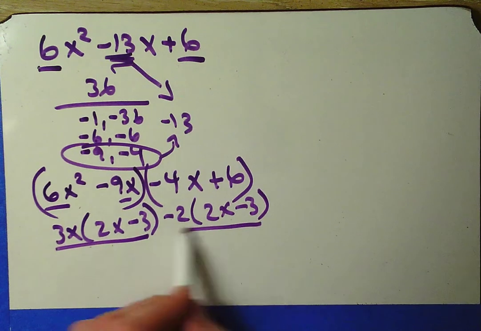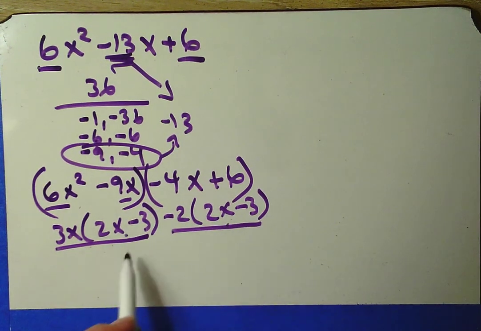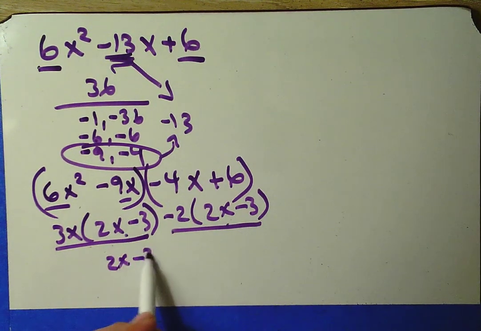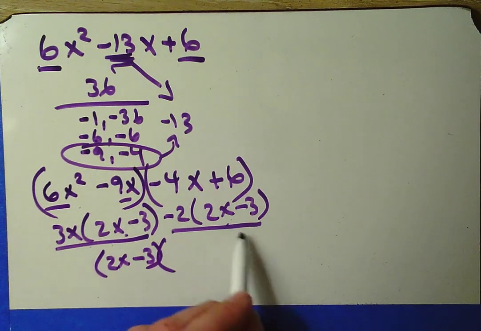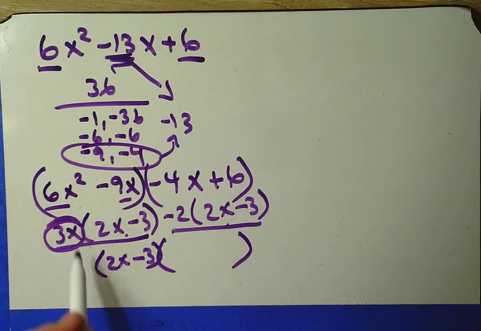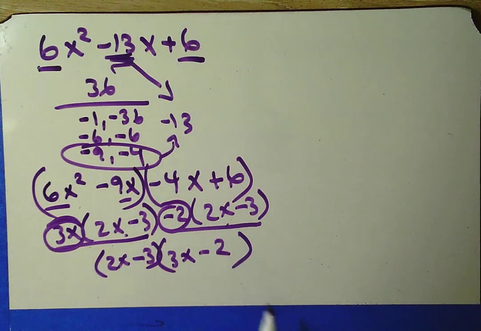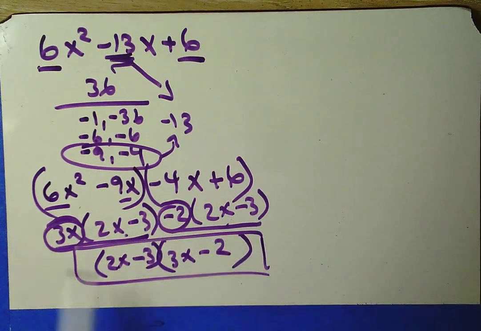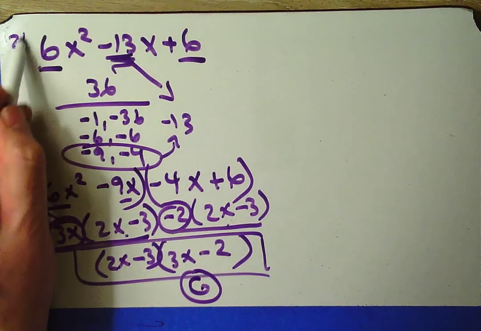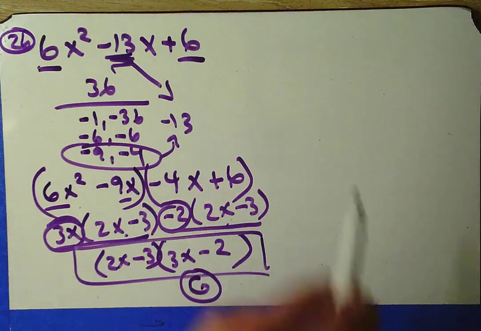I have got two terms here. They both have a 2x minus 3 in common. So if I factor out that 2x minus 3, I'm left with a 3x and a minus 2. There's my solution, as I showed earlier, which is one of ours. This is G here. So there's the answer to number 26. How about 27?